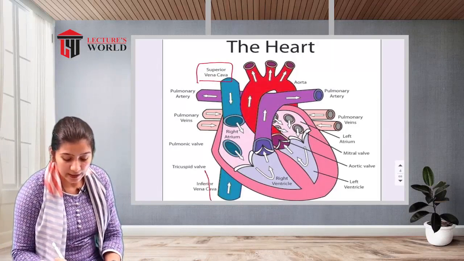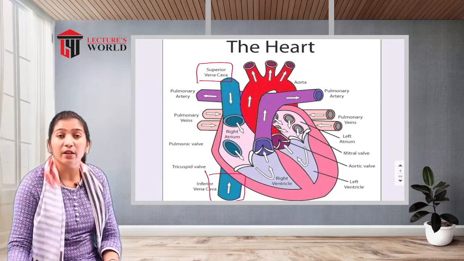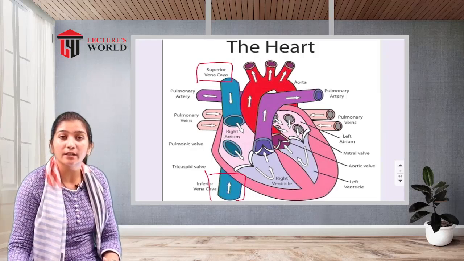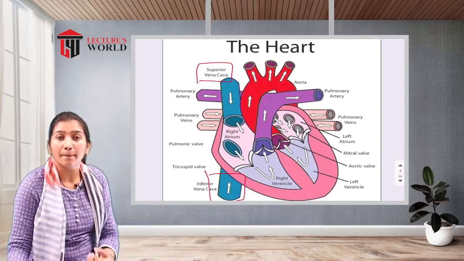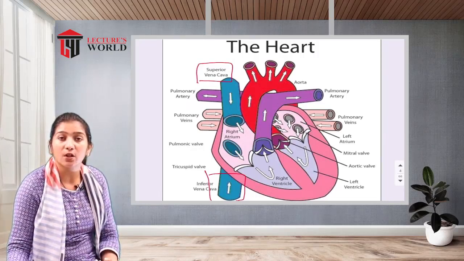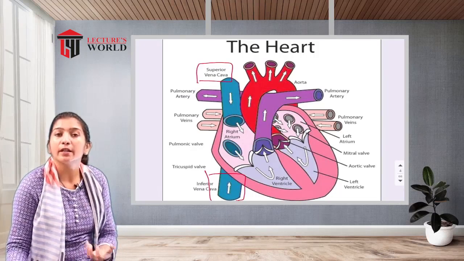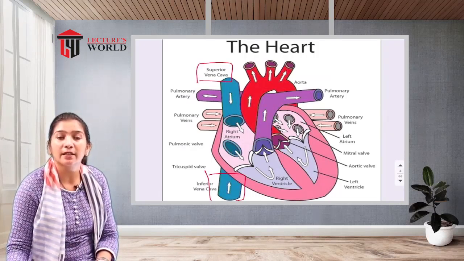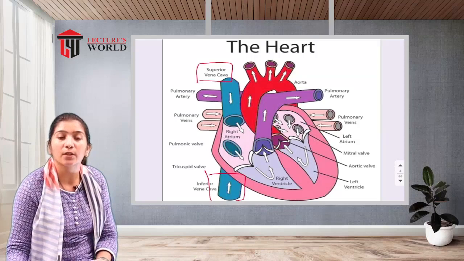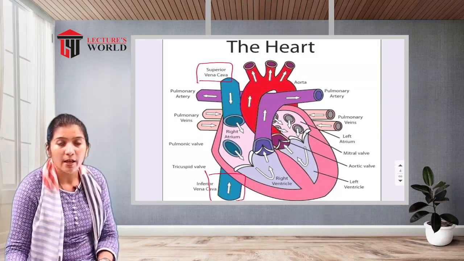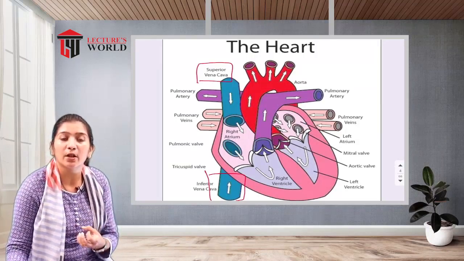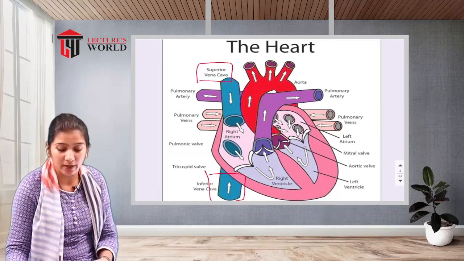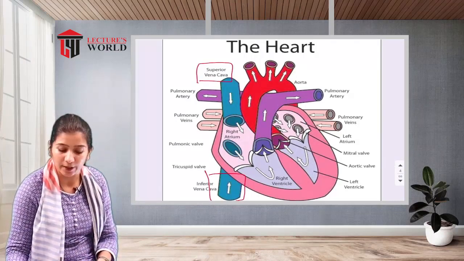Here you can see the inferior vena cava. Inferior, because it is situated on the apex side. That's why it is known as the inferior vena cava. The inferior vena cava collects the deoxygenated blood from the lower part of the body, and whatever deoxygenated blood is coming, all of it is collected in the right atrium.